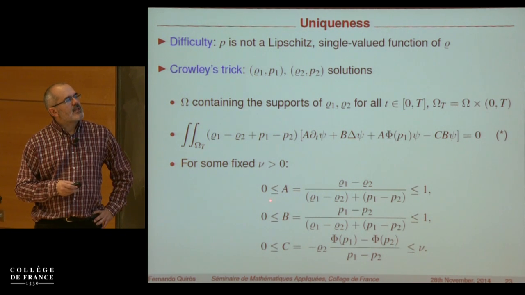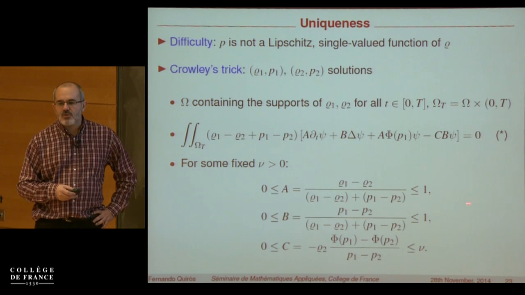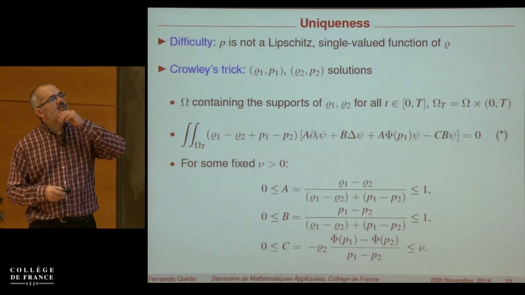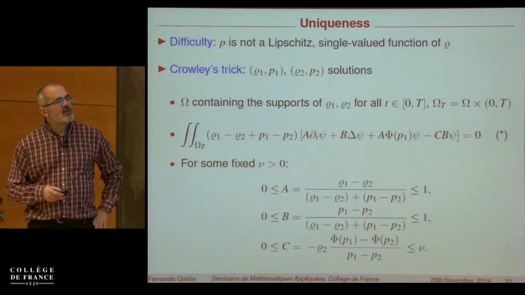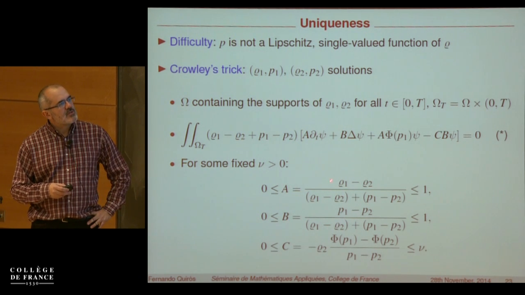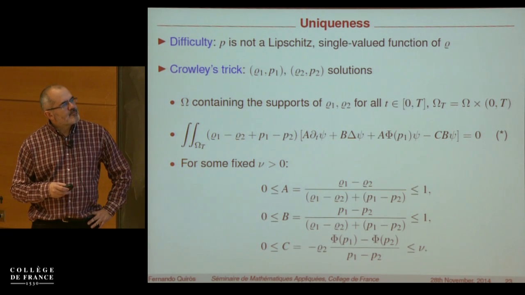Instead of having rho 1 minus rho 2 over p1 minus p2, which is what you would have if you do Hilbert's duality method in the way it's usually done, which would not be bounded, we are adding this also. So this is bounded from above by 1 and also from below.